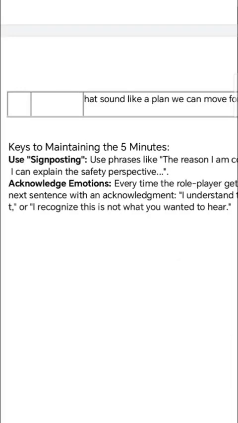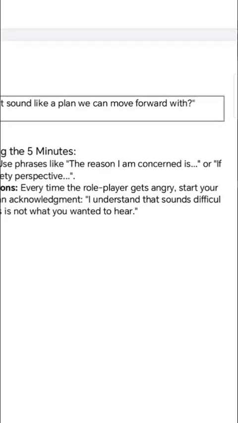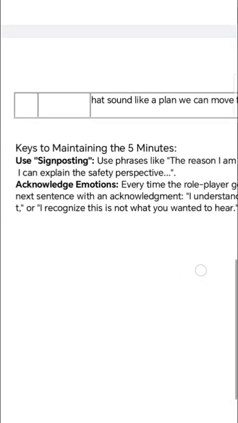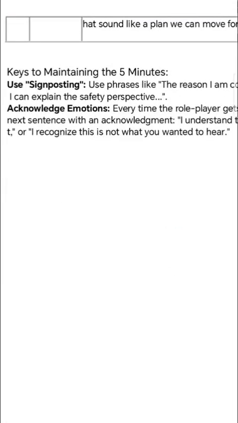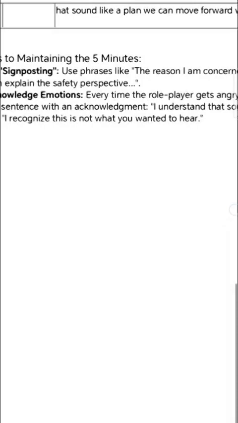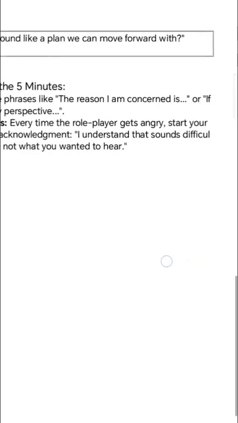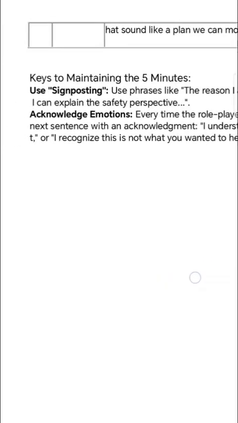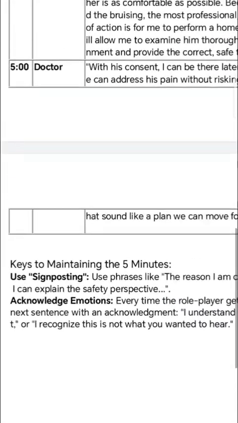So remember two key points from this video. For signposting, you can use phrases like: the reason I am concerned is, or, if I can explain the safety perspective. And always acknowledge the emotions. If the role player gets angry, start your next sentence with an acknowledgement, using something like: I understand that sounds difficult, or, I recognize this is not what you wanted to hear, but this is very important. So here is how you can finish this task.